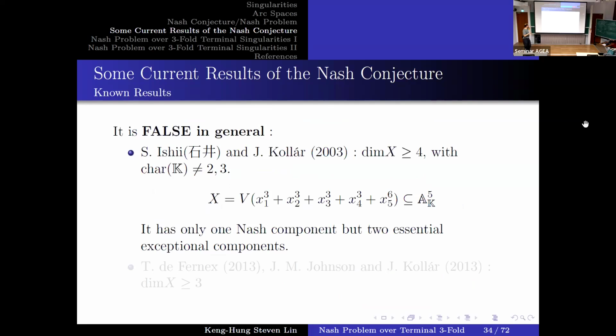Okay, now counterexamples, so it is false in general. The first example is also provided by Ishii and Kollár. This is a fourfold in A^5. This one has only one Nash component, but has two essential components. And also we have Fernández de Bobadilla, Johnson, and Kollár, who provide counterexamples for dimension 3.